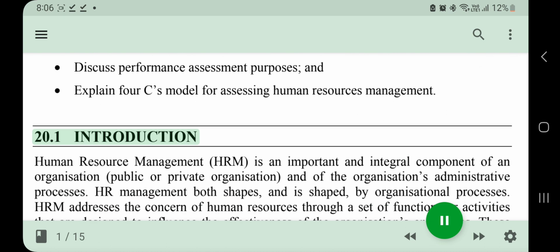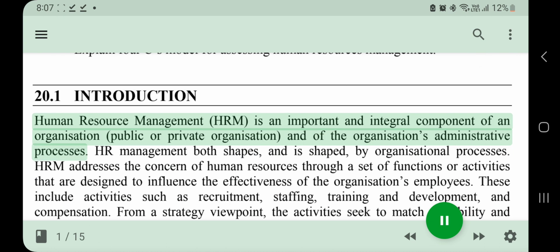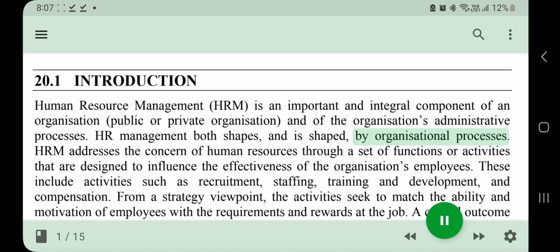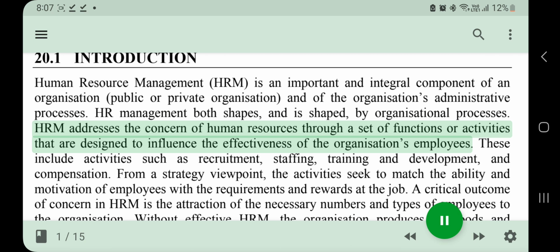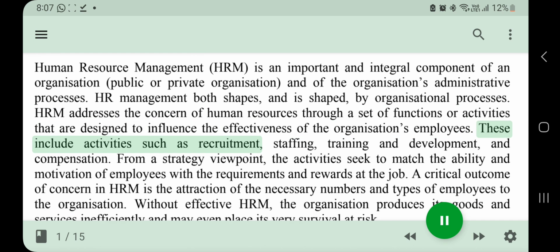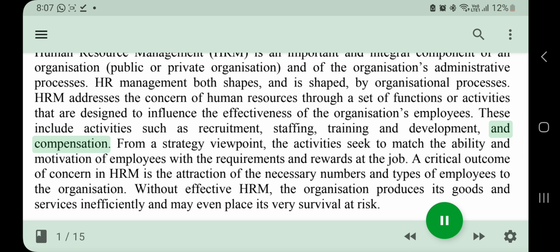20.1 Introduction. Human resource management, HRM, is an important and integral component of an organization, public or private, and of the organization's administrative processes. HR management both shapes and is shaped by organizational processes. HRM addresses the concern of human resources through a set of functions or activities that are designed to influence the effectiveness of the organization's employees. These include activities such as recruitment, staffing, training and development, and compensation.